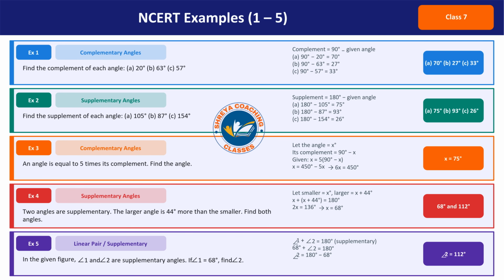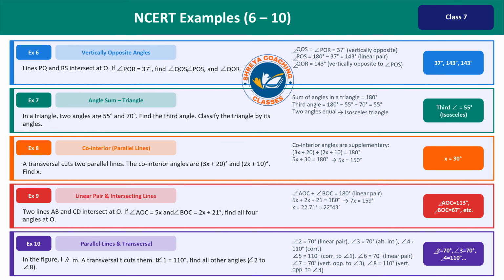Whenever you see a complementary angle question, remember to subtract the given angle from 90 degrees. For supplementary angle questions, subtract the given angle from 180 degrees. If a question says an angle is 5 times its complement, first form an equation and then solve it step by step. For intersecting lines, always remember that vertically opposite angles are equal and linear pairs add up to 180 degrees. When solving triangle questions, use the fact that the sum of all 3 angles of a triangle is 180 degrees.